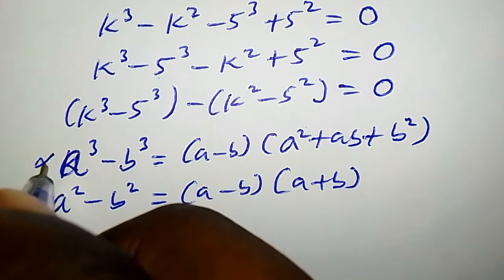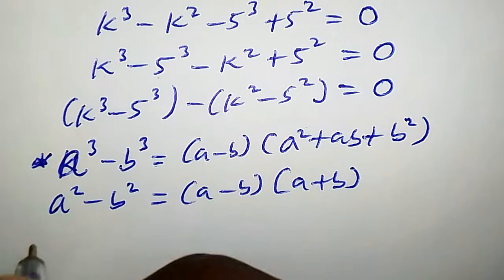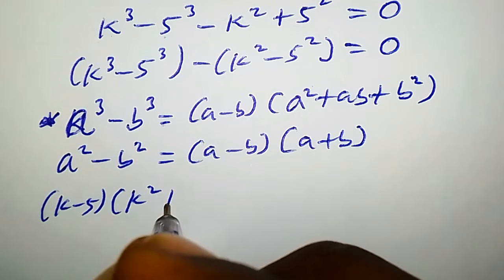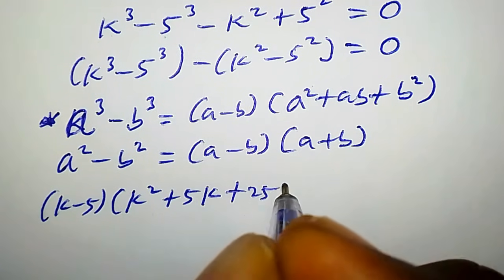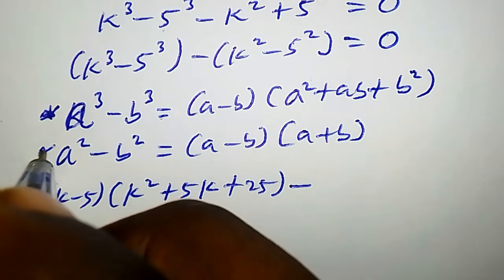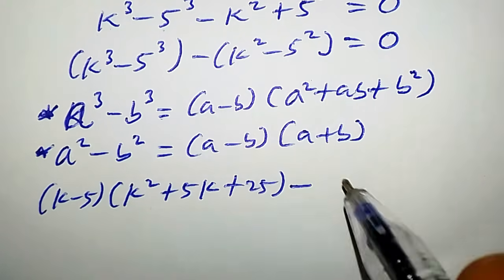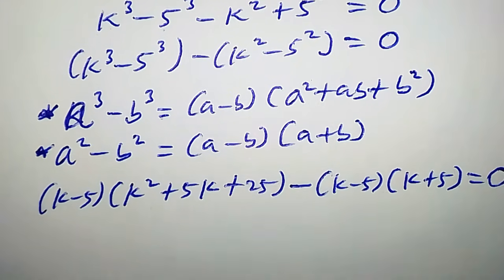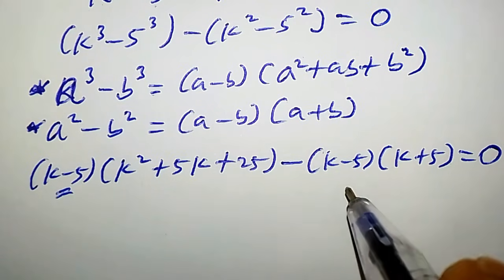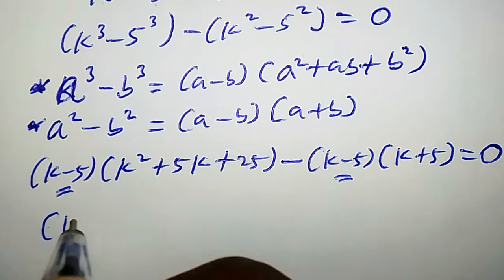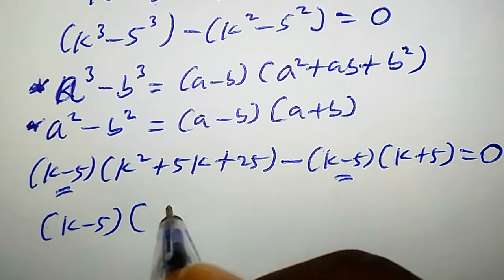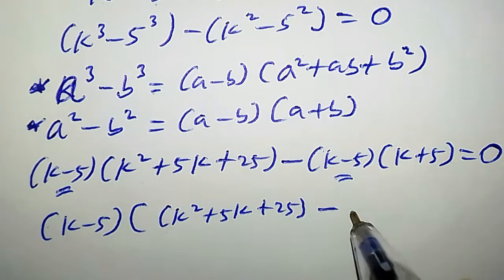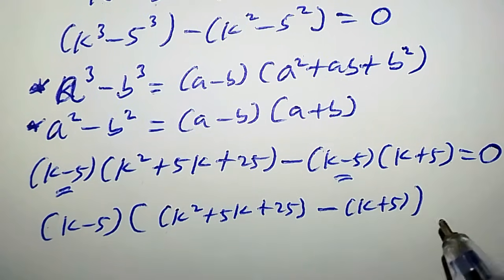Firstly, let us apply this first property to this term. So doing that, we have K minus 5 times K square plus 5K plus 25, minus, applying this second property to this, we simply have K minus 5 times K plus 5 equal to 0. You will notice that K minus 5 is common. We can pull it out, so that will be K minus 5 into K square plus 5K plus 25 minus K plus 5. So close bracket equal to 0.